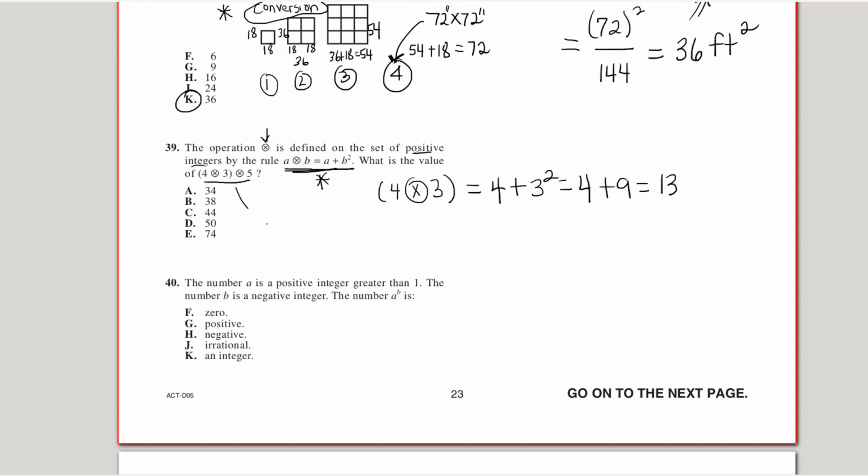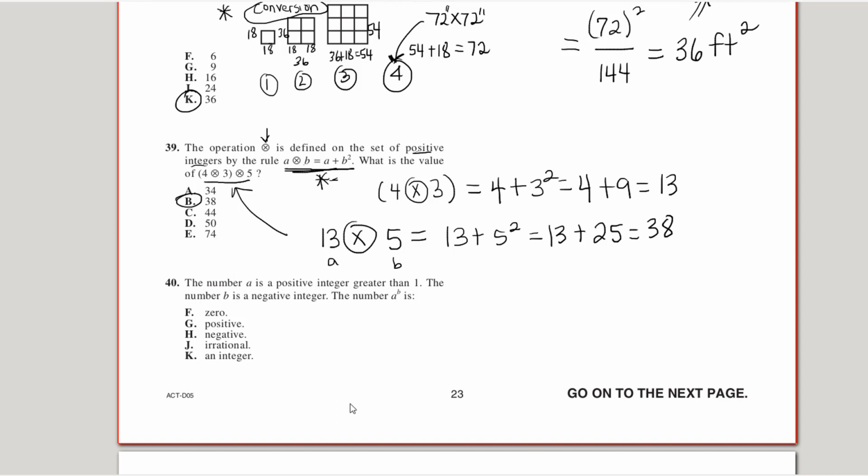Now let's go back to our original question here. We know that 4 operation 3 is 13, and then we do our operation 5. Now our A is 13 and B is 5, so we have that equal using our rule to 13 plus 5 squared, which is 13 plus 25, and that equals 38, which is answer choice B.